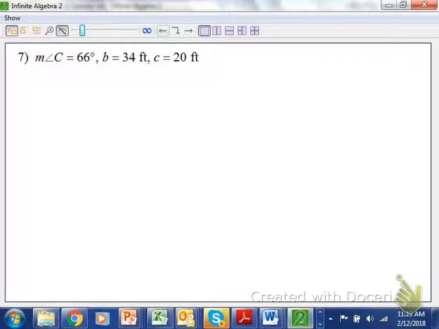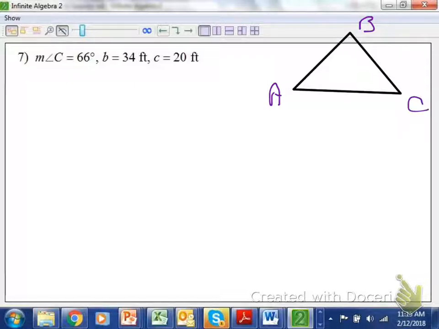Now, if you're not given a triangle, the first thing, the most important thing to do with these types of problems is to draw the triangles. We have A, B, C. Don't try to draw your triangle to scale. Just draw a generic ABC triangle and we'll label it from there. So we've got C is 66 degrees. And little b is 34 feet, and C is 20.